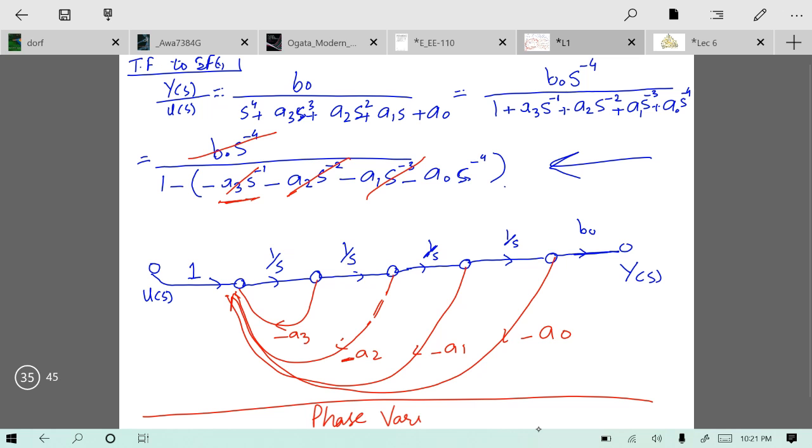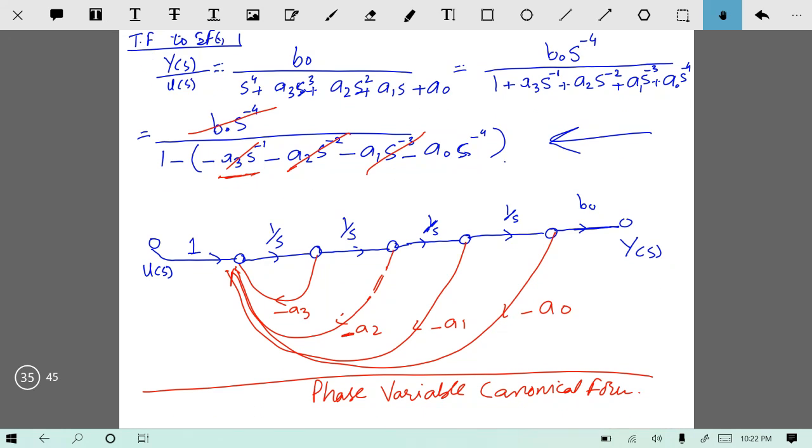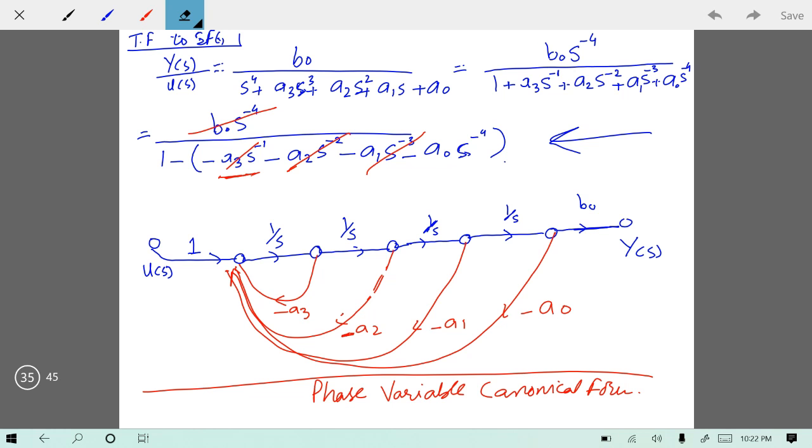Why is it called phase variable canonical form? Because the node variables are phase variables x1, x2, x3, x4. Actually, I have oversimplified this graph for you people. It must have actually been drawn like something like this. Let me try to edit this graph, okay, it cannot be edited.